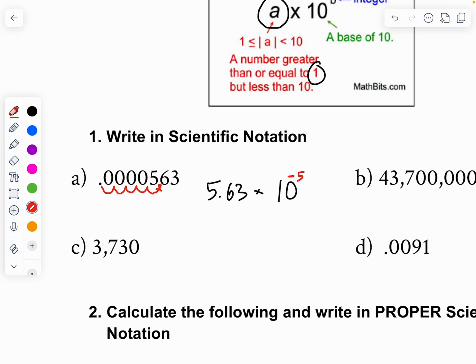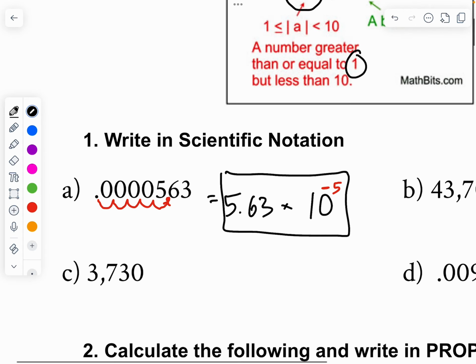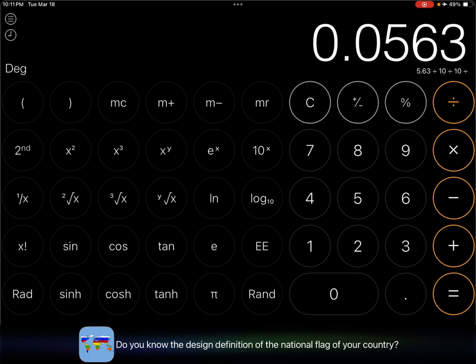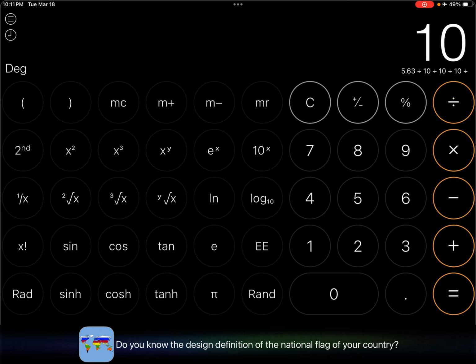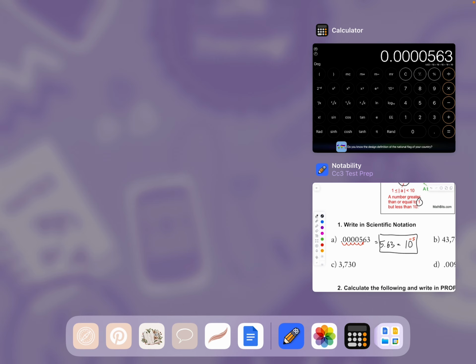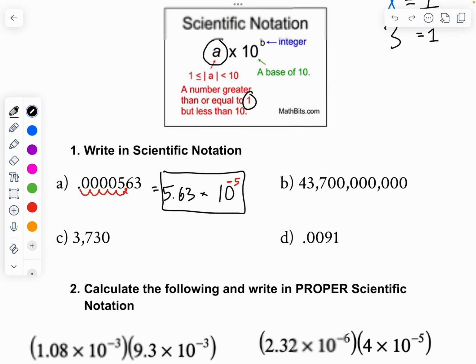Yeah, microscopic numbers need to be negative because that just means I didn't really multiply by 10 five times. I actually divided by 10 five times. Okay, so just kind of a little bit of a heads up. If I take out my calculator and I do 5.63 and I divide that by 10 once, twice, 3 times, 4 times, and 5 times, I'm going to get 0.0000563, which if you see this, it's the exact same number we started with. Kind of fascinating, right?